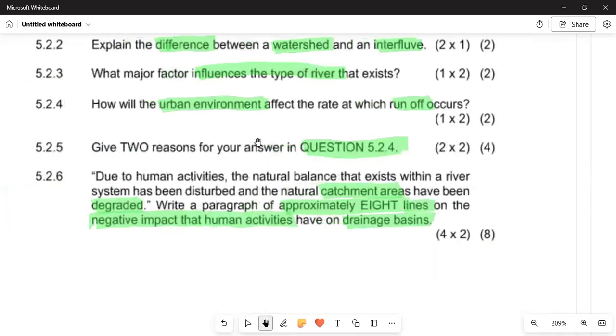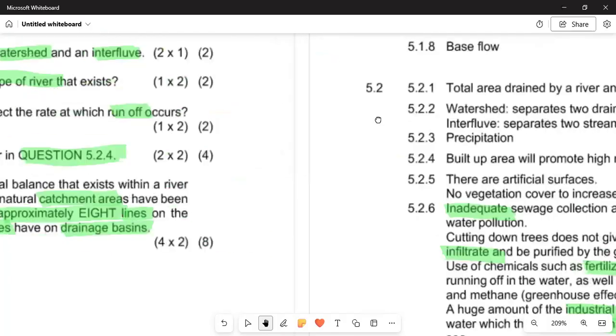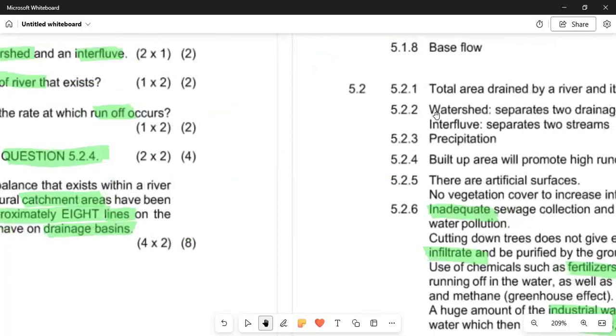5.2.4. How will the urban environment affect the rate at which runoff occurs? Remember, in the urban environment, we are having artificial buildings. So we are saying that in the urban environment, there should be more runoff because we've got tar roads, we've got artificial buildings, we've got absence of vegetation. So those alone put a clear picture to us that in an urban area, there is more runoff and there is less infiltration.